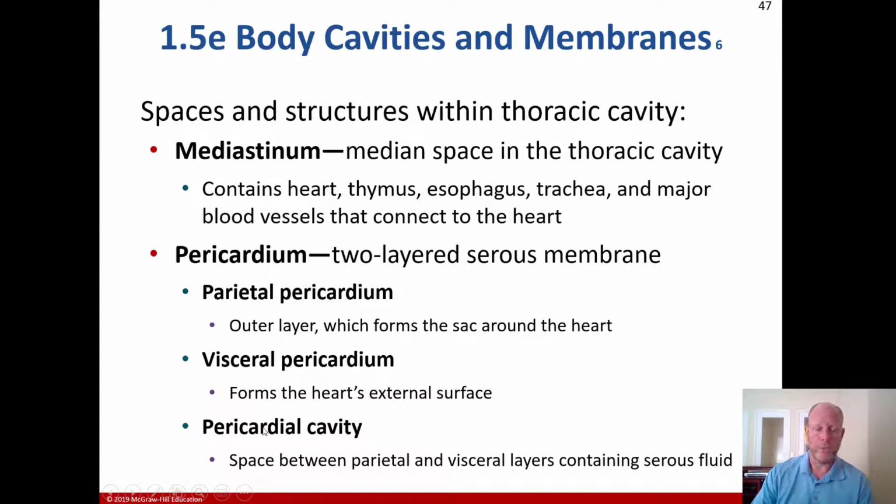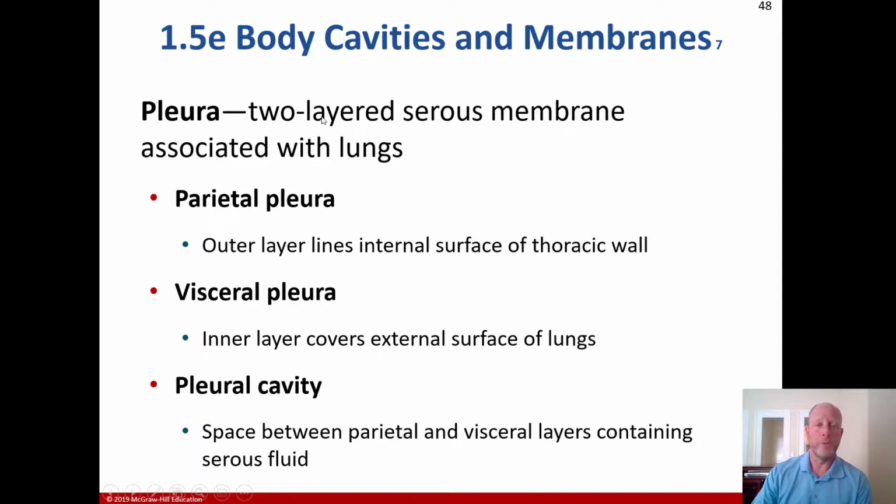And we'll see a picture of this again in a moment. The pericardial cavity is the space between the parietal and the visceral layers containing the serous fluid. The pleura, for the lungs, is the two-layered serous membrane associated with your lungs. The parietal pleura, the outer layer, lines the internal surface of the thoracic wall. The visceral pleura, the inner layer, covers the external surface of the lungs. The pleural cavity is the space between the parietal and visceral layers containing the serous fluid.